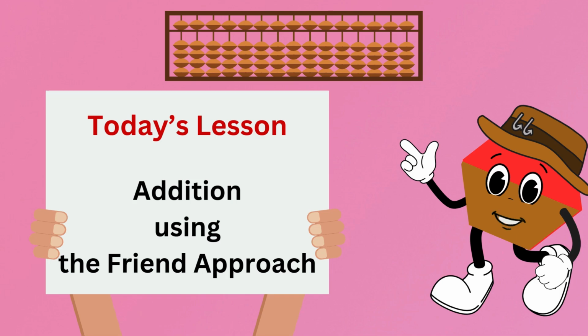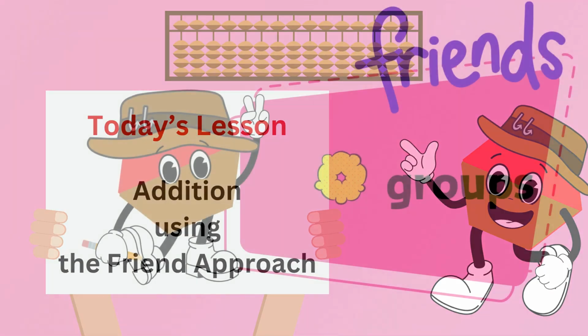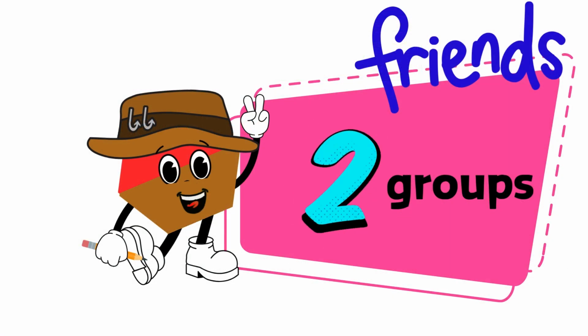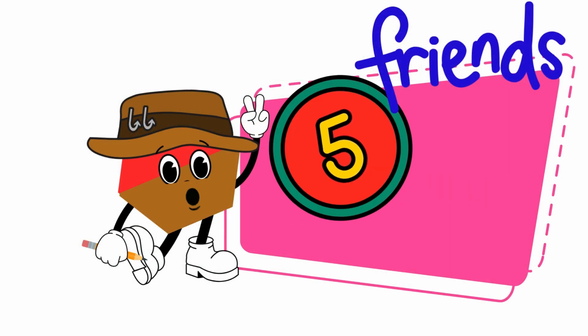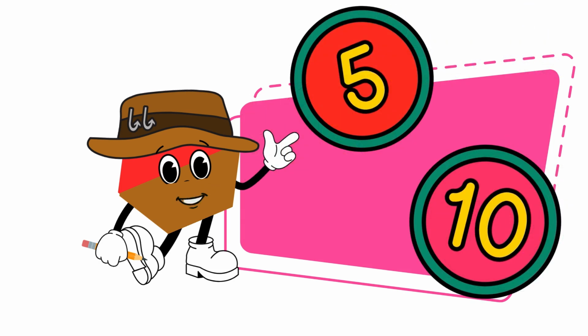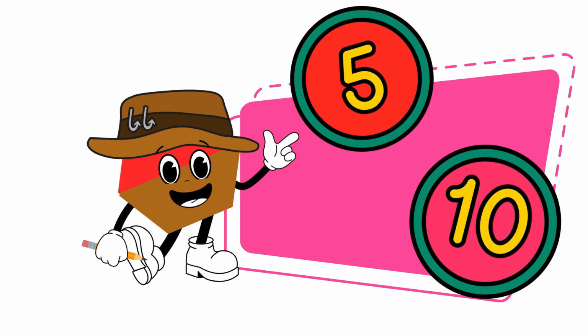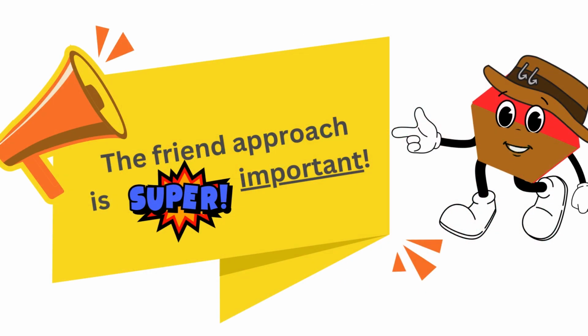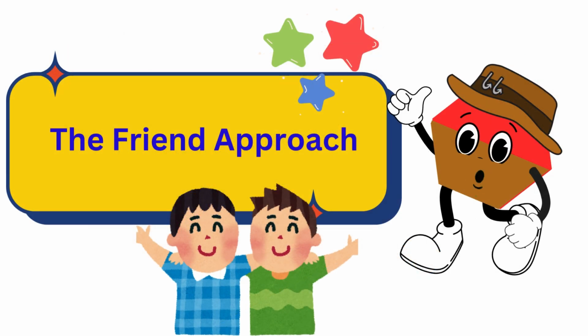In this video, we'll introduce you to the friend approach. There are two groups. One group makes 5 together, and the other makes 10 together. Each group has pairs of numbers that add up to either 5 or 10. This friend approach is super important, and we use it very often. So, please make sure to understand it thoroughly.